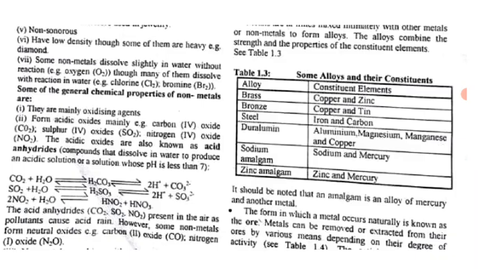2, they form acidic oxides mainly. Don't forget, metals form basic oxides, while non-metals form acidic oxides. These acidic oxides include carbon dioxide, sulfur oxides and nitrogen oxides. Acidic oxides are also known as acid anhydrides: compounds that dissolve in water to produce an acidic solution, a solution whose pH is less than 7.